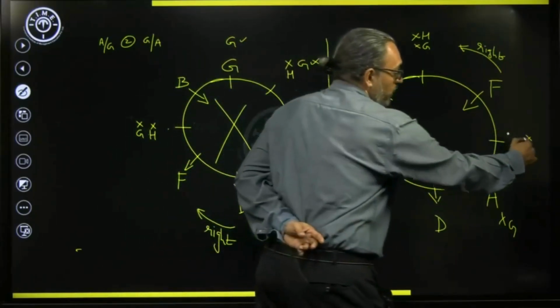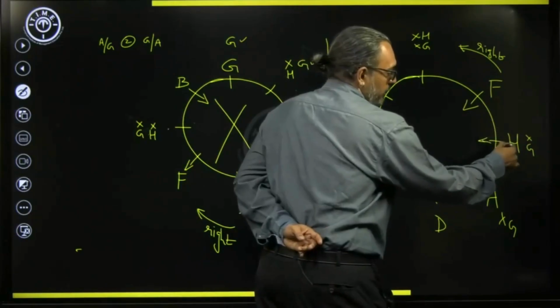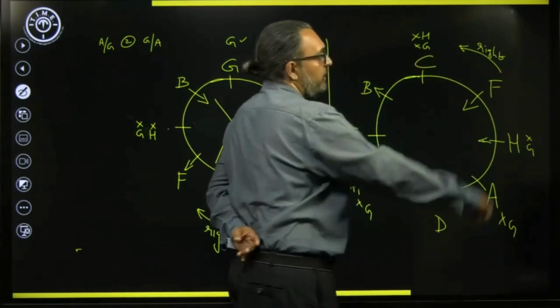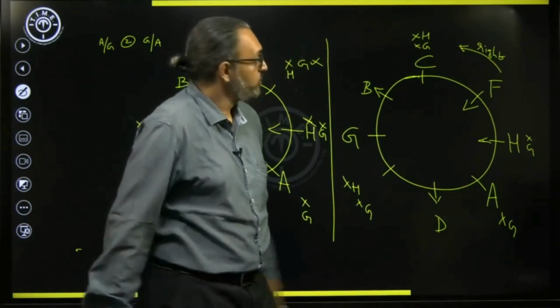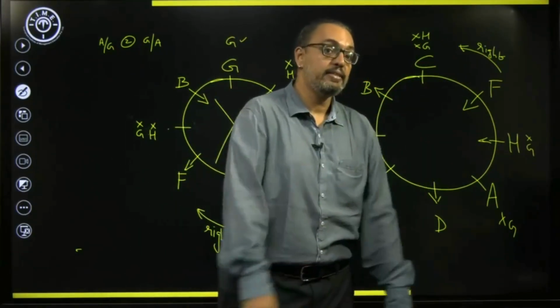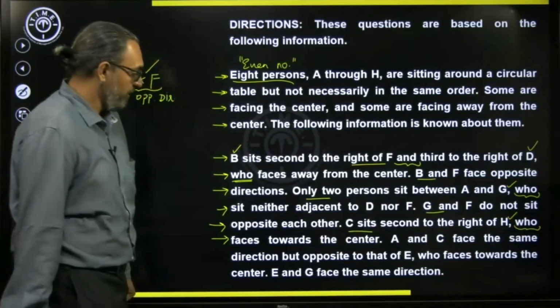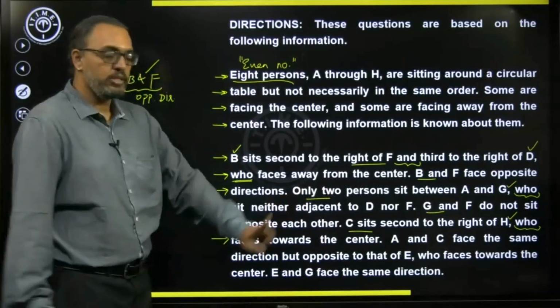So that means this is the only position for H. And if I put facing the center, then we know that anti-clockwise direction is the right side. Now you can clearly see that C can be placed in that position. So C is second to the right of H, who is facing the center. Correct? Yes. Yeah, that's what we have. C is second to the right of H, who faces towards the center.